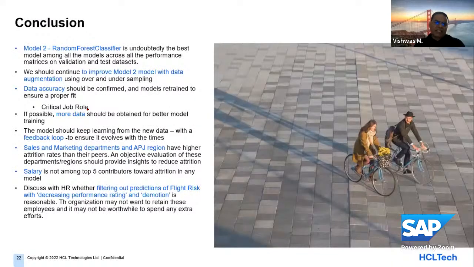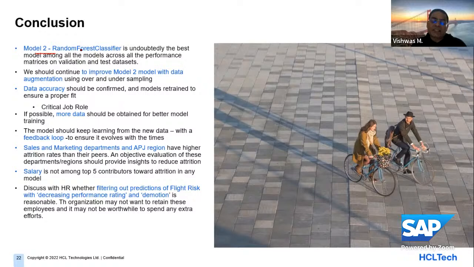Our conclusion is that model 2, the random forest classifier, is the one that has given us the best performance, about 94% recall value, and it makes sense to use it with augmentation using over and under sampling.